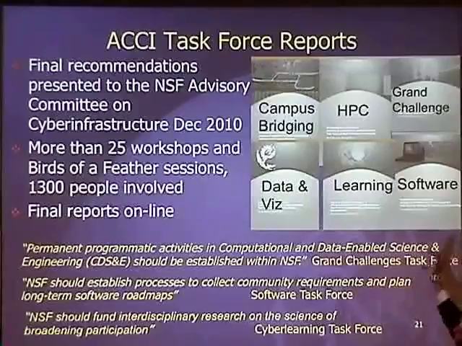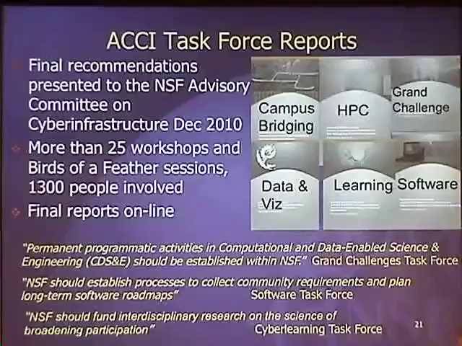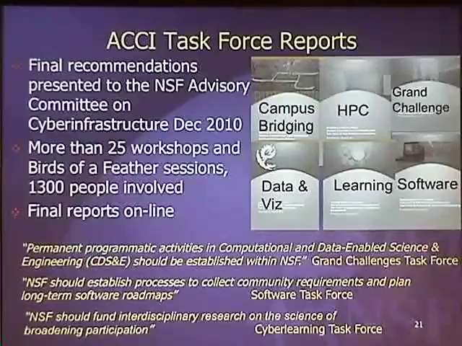This is from the Office of Cyber Infrastructure. This is very cyber infrastructure oriented. But the key one for this was the so-called Grand Challenges Task Force. That's the science that drives all of these other investments. So how do groups work together and what do they need in order to do their science?